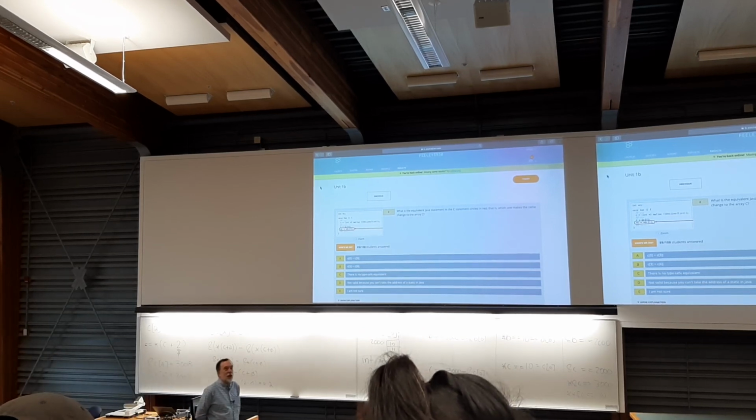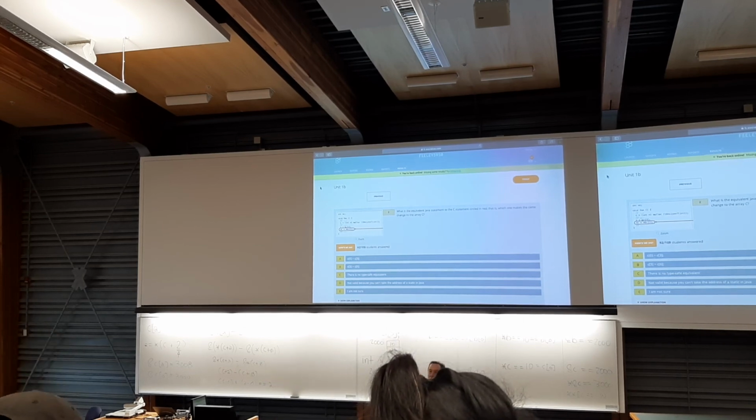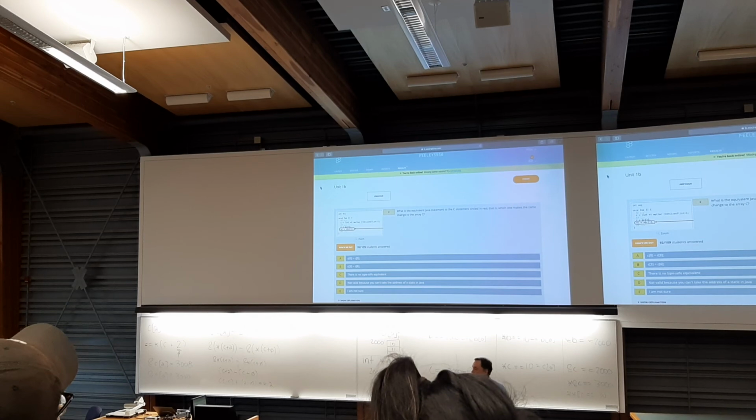Yeah, you have to pay attention to the line above it, right? So we're looking at these two lines. And then what is the result of the second?